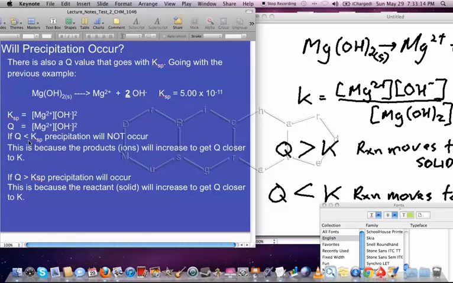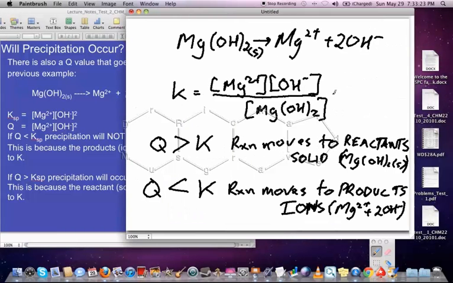What we're saying here is if Q is less than Ksp, precipitation will not occur. If Q is greater than Ksp, precipitation will occur. I'd like to explain this in terms of a K expression. Now what I want you to do is pretend that we've not got Ksp, but we've just got K.